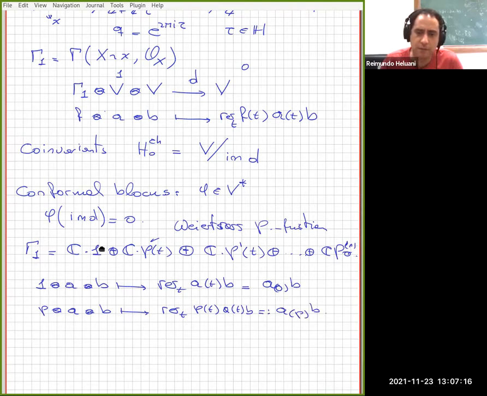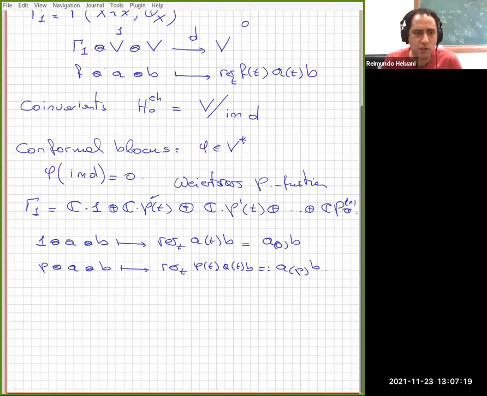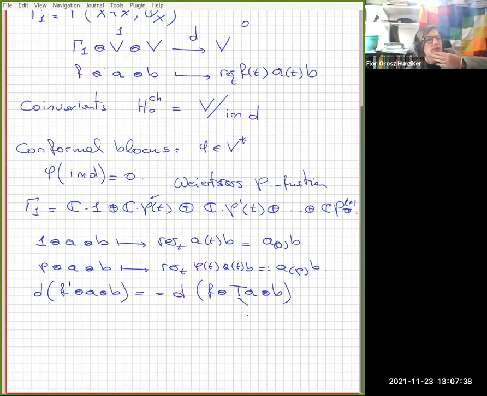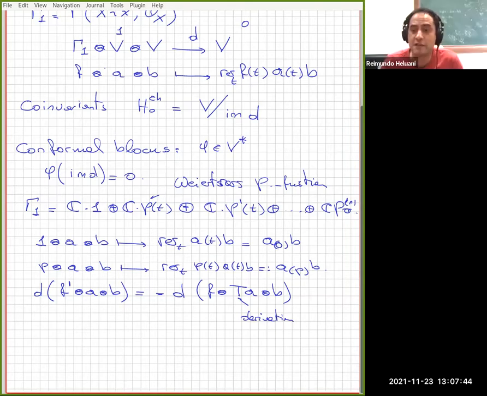In general, since the residue of a total derivative is 0, the differential of the derivative of a function tensor A tensor B is the same as minus the differential of F tensor the derivative of A tensor B. This is the derivation of B. What are the superscript indices in P? What's P^1, P^n? These are the derivatives. So you have the Weierstrass P function. The derivative is a function that has a pole of order 3. The nth derivative is a function with a pole of order n plus 2.